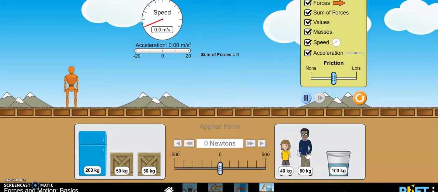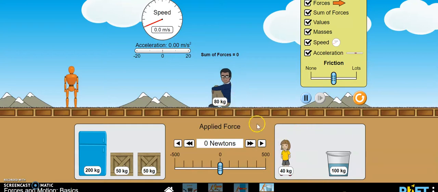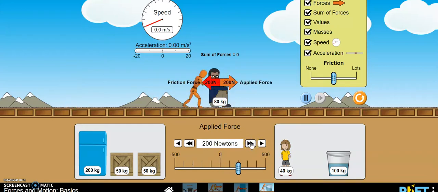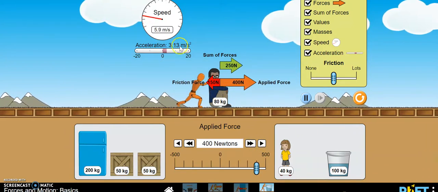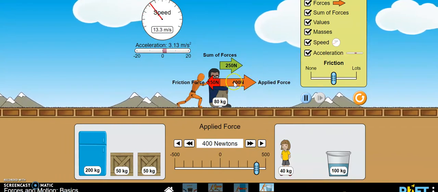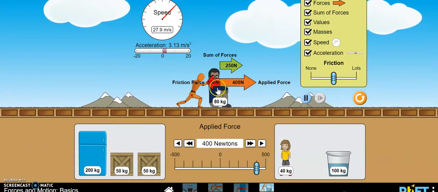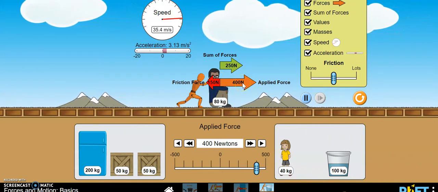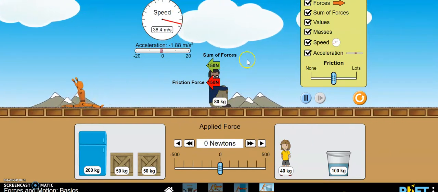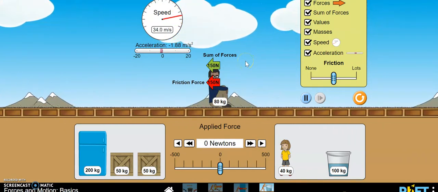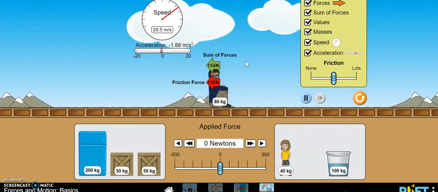Now, what if we push on a heavier person, twice the mass, with 200 newtons of force? Is the acceleration still going to be just over 3? Let's find out. 200 newtons, not even enough to get him to move. Okay? In order to get him to have an acceleration close to 3.13, we had to push with 400 newtons of force, which was double what we needed to push on the girl. He has double the mass, so you need double the force to get the same acceleration. Force, mass, and acceleration are all related in a way that we're going to learn in a little bit of time.